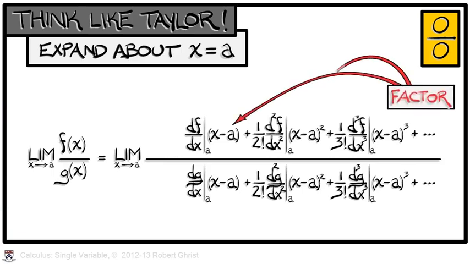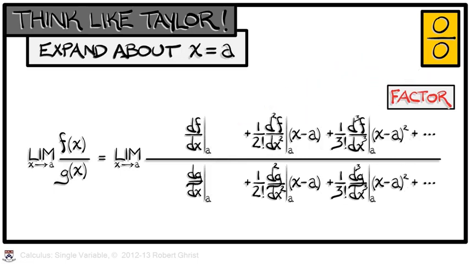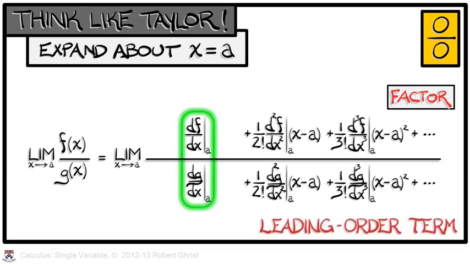What do we see? Well, we see that we can factor the quantity x minus a from all remaining terms in the Taylor expansions in both the numerator and the denominator. These cancel. And now, when we try to evaluate at x equals a, we're left with the leading order terms. The constants are really the derivatives evaluated at a.